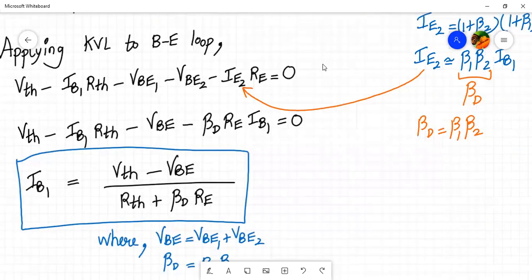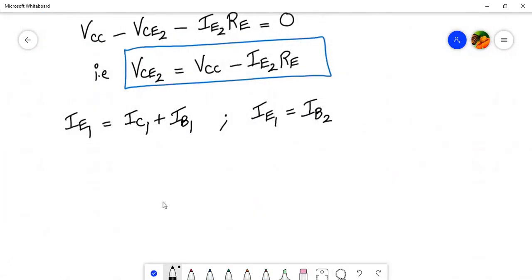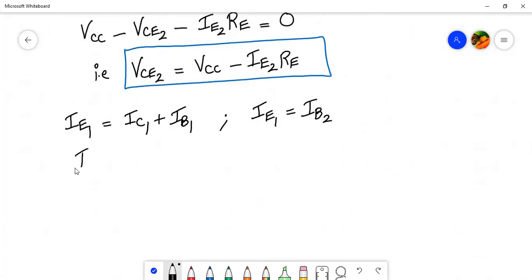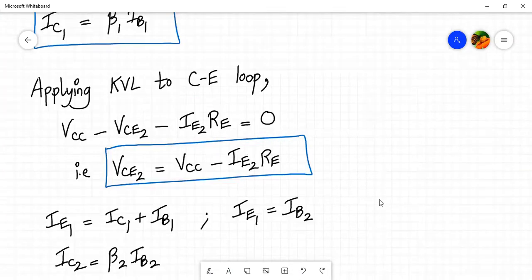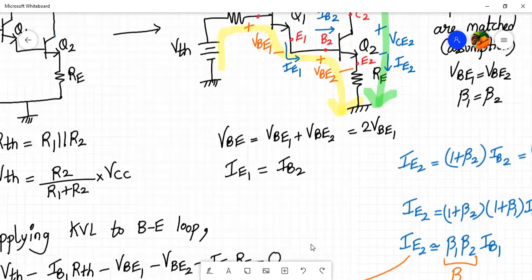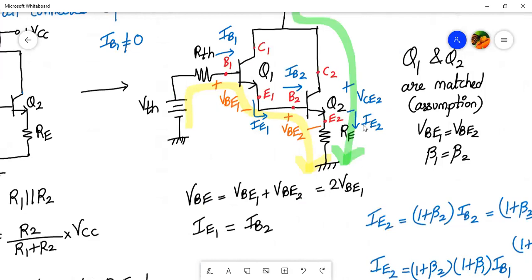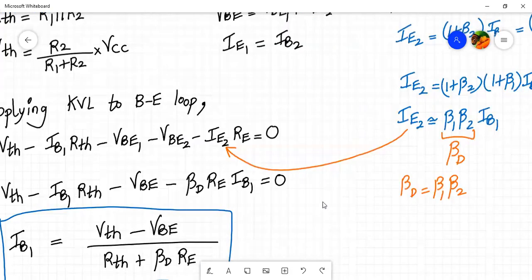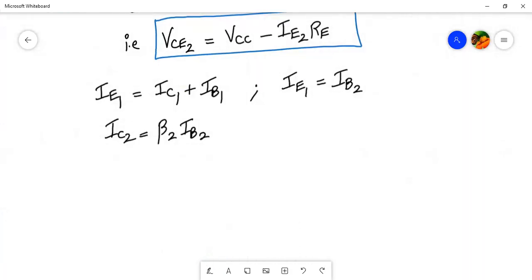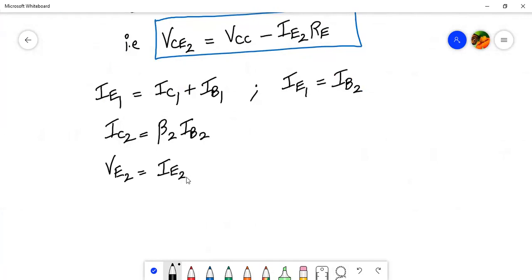And how will you calculate IC2? Once we have the value of beta 2, we can calculate the value of IC2 as beta 2 times IB2. All right. And let's say I want to calculate VE2. So VE2 will be IE2 into RE. Okay. So let me add over here, if we wish to calculate VE2, it will be IE2 into RE. So these are all the DC parameters which we can find out.